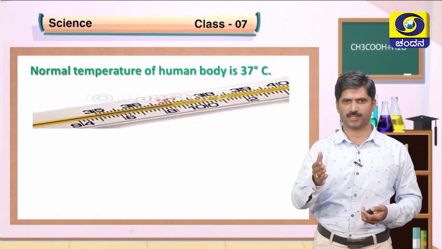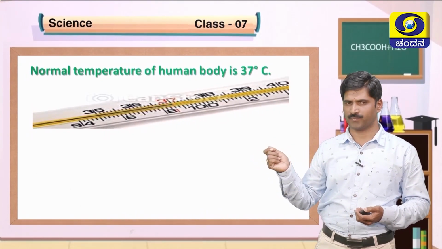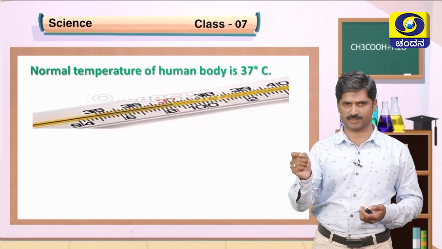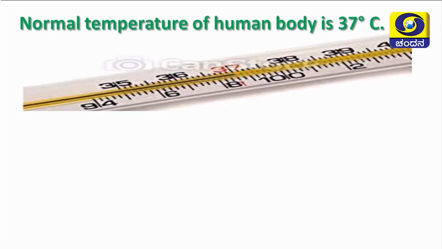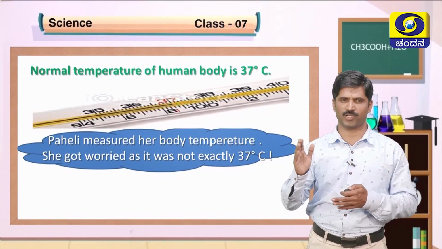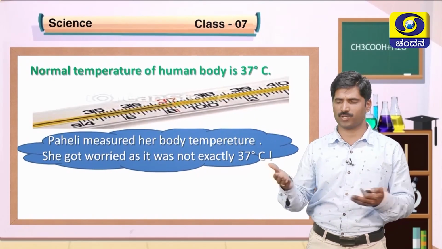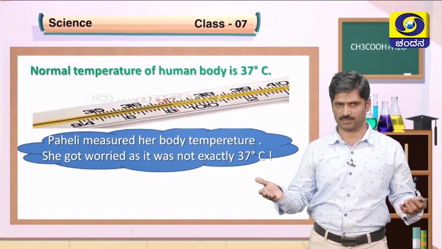It is 37 degrees Celsius. In this picture you can see the mercury level has risen up to 37 degrees Celsius. 37 degrees Celsius is highlighted by a red number and a red line is drawn to show the normal body temperature. Paheli measured her body temperature. She got worried as it was not exactly 37 degrees Celsius.